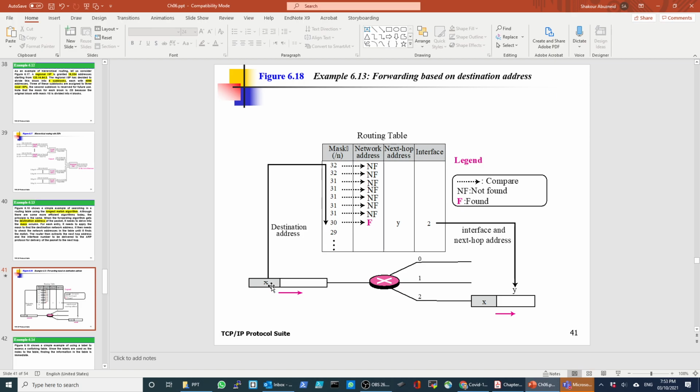So, for example, in here, X is 30. So it goes in here. It did not take 32 or 31. It came to 30. Okay. Then the network address is F. So F means found. This is not found, not found, not found, not found. It means found. Then the next hop address is Y. And the interface 2. So this is the interface 2.